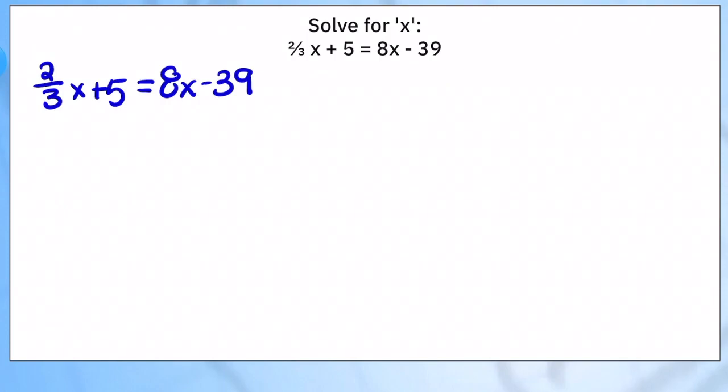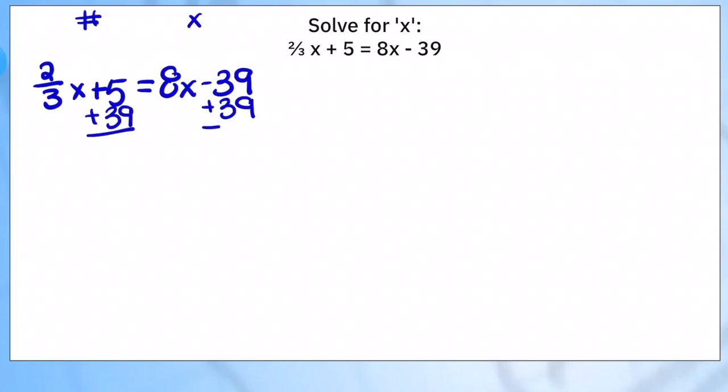We're going to make a decision, and I'm just going to decide that my numbers are going to go here and my x's are going to go here on this side. Just making a decision. And I just have to move them. I just have to make a choice to move the numbers. So I'm going to decide, in this case, I want to move my numbers first. So I'm going to do plus 39 on both sides.